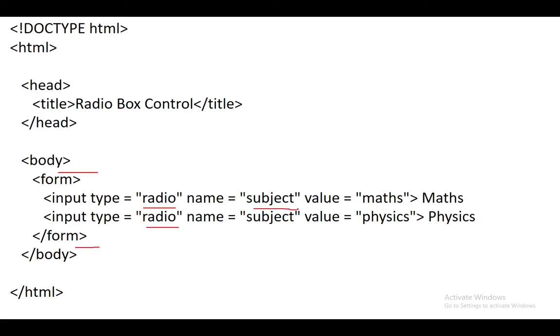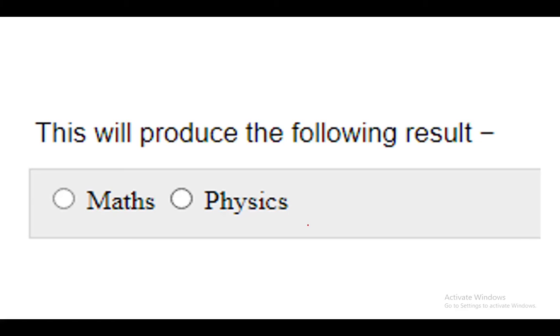Because it's like a class. We have math and physics, and value we have math. So this is how you're going to type it if you want to use a radio. This is the syntax, the code you're going to use. So this is how it's going to look like.